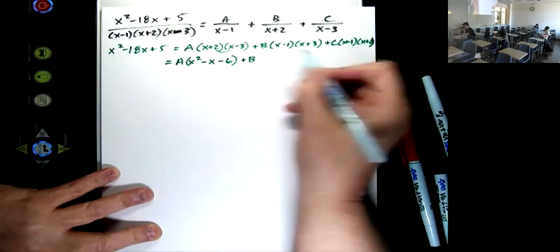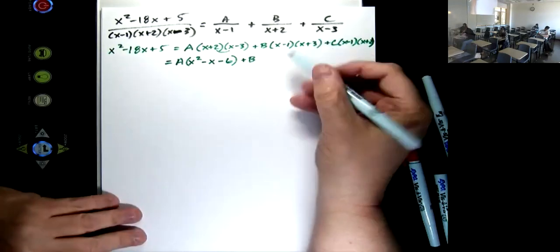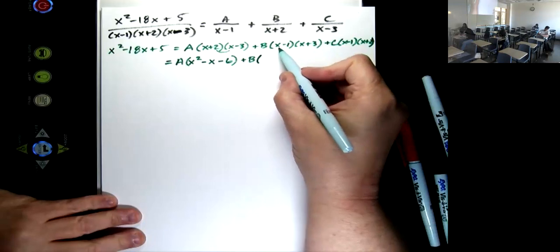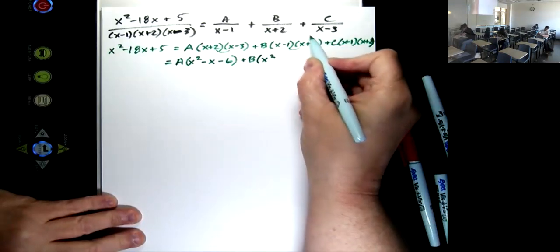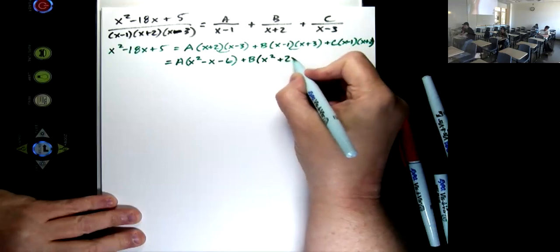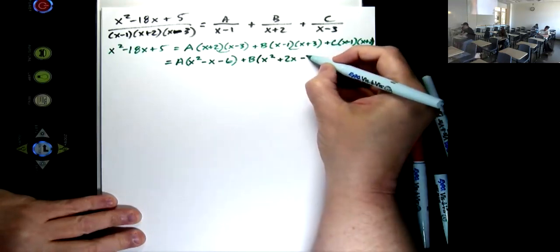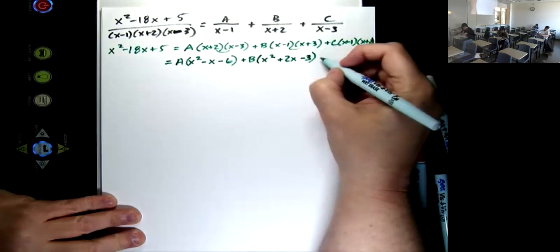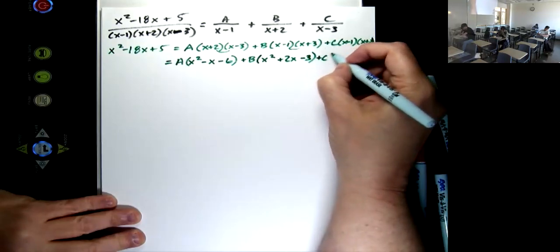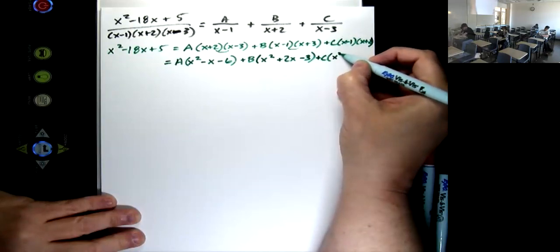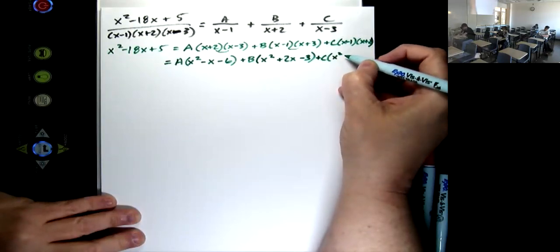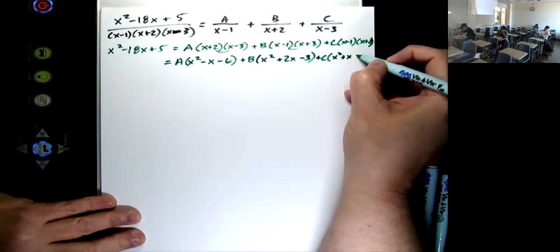And I do the same thing with the B. And I get x squared minus x and plus 3x is plus 2x, then minus 3. And finally, for the last one, I get x squared minus x plus 2x is plus x minus 2.